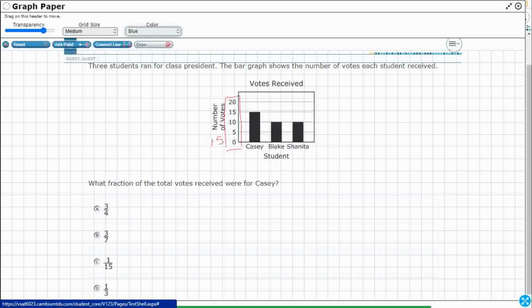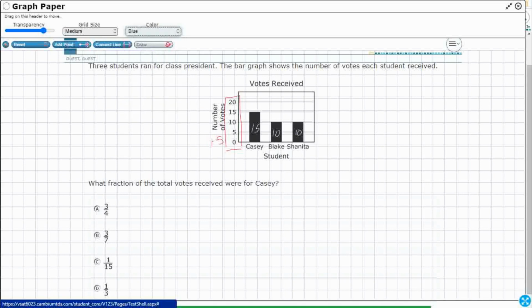So Casey, you know what? I could change this to white and I can write right on there. Casey's got 15. Blake has got 10. And Shanita's got 10. All right, so it looks like Casey wins. The other two tied. But that's not what it's asking.